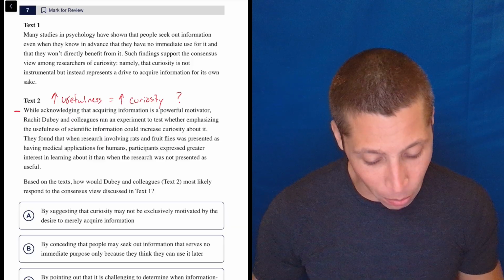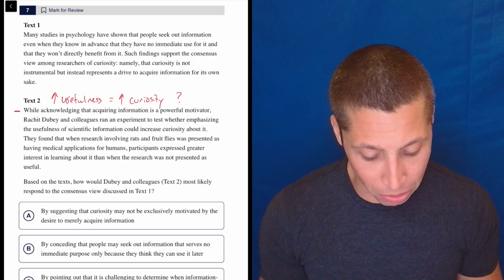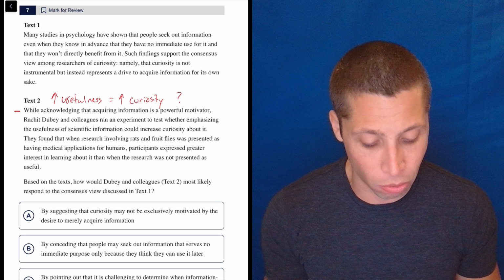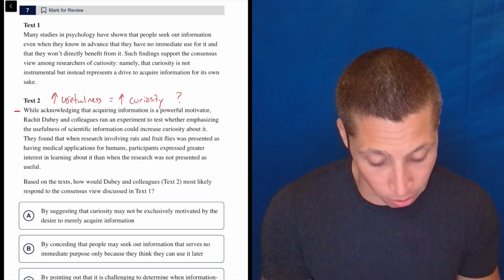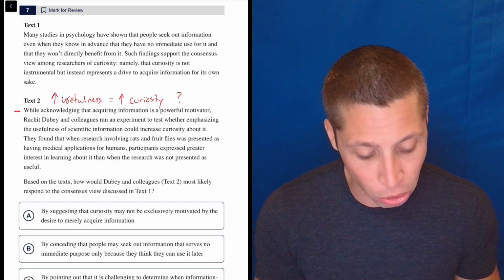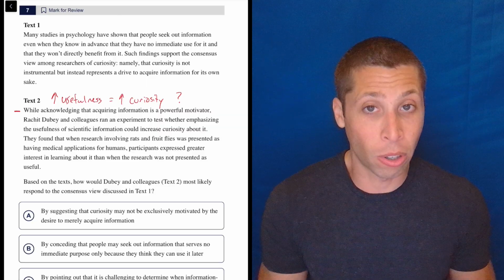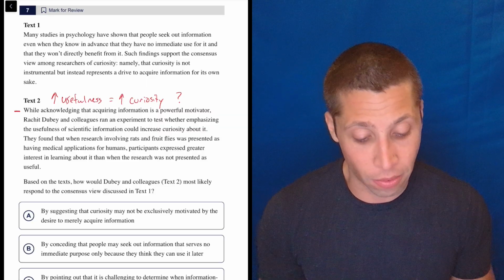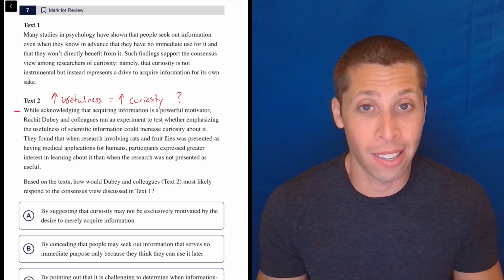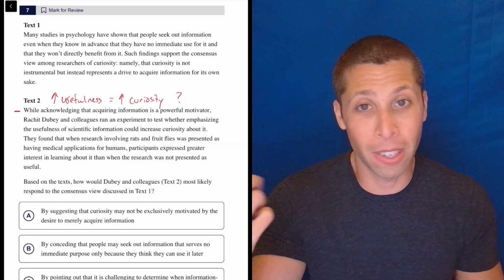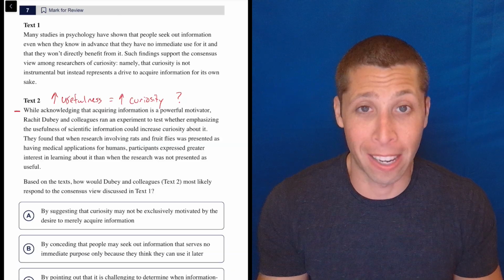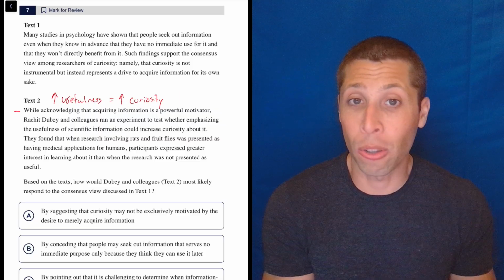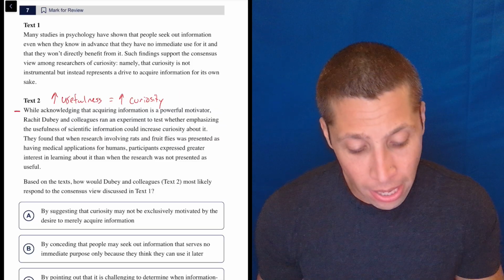They found that when research involving rats and fruit flies was presented as having medical applications for humans, so it's useful, participants expressed greater interest in learning about it than when the research was not presented as useful. So the interest is the curiosity. Basically the second sentence is saying they sought to figure out this question, and the answer is it's exactly as they expected, right? The more you present it as useful, the more curious people will be about it.